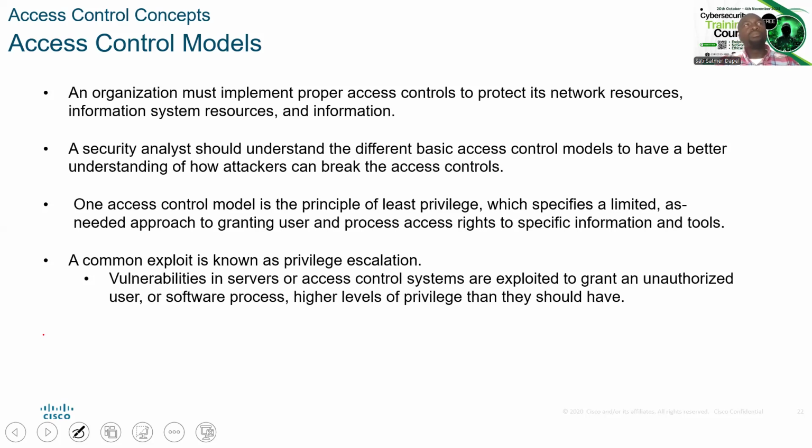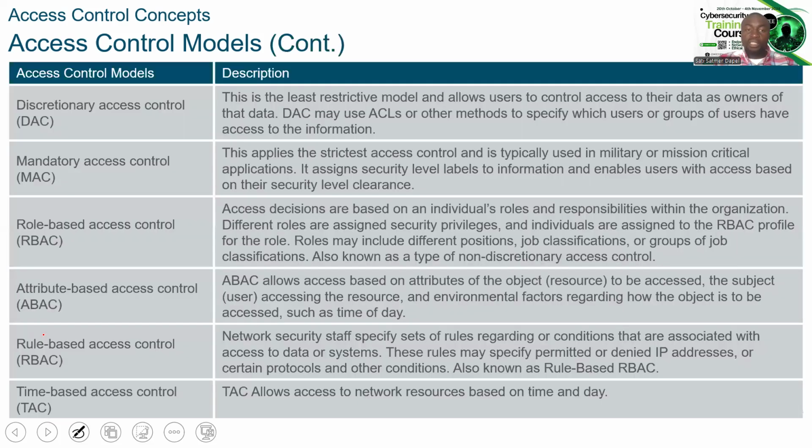When you say principle of least privilege, it means that when you are granting access to people in your organization, don't start by giving them the highest privilege or medium privilege. Give them the least privilege, and you will upgrade the privilege based on the need. As the need arises, then you will upgrade the privilege. Okay? So a common exploit is known as privilege escalation. Vulnerabilities in servers or control systems are exploited to grant an unauthorized user or software process a higher level of privilege that they shouldn't have.